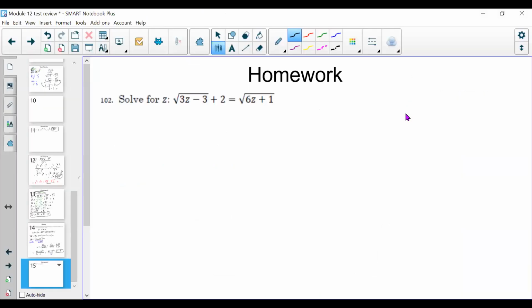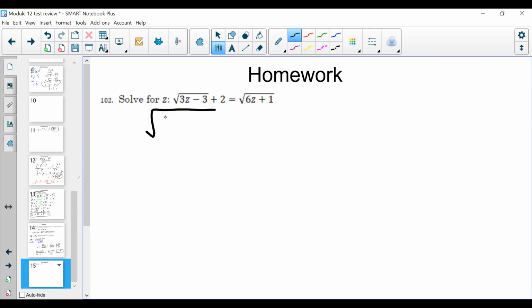All right, so for 102, the square root of 3z minus 3 plus 2 equals the square root of 6z plus 1. So what we're going to do is isolate one of the square roots, and then I'm going to square both sides. So this problem is a little nice. It actually isolated them for me.